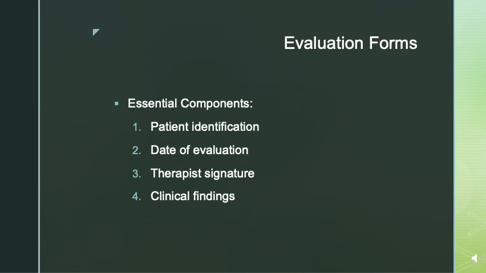Fourth, clinical findings. This section of the evaluation form includes the results of the assessment, such as patient history of illness, range of motion, strength, functional limitations, and pain levels. These findings provide objective data which will guide treatment planning.